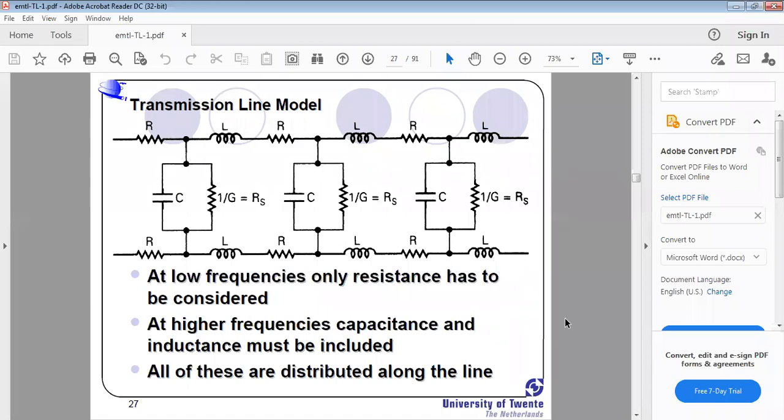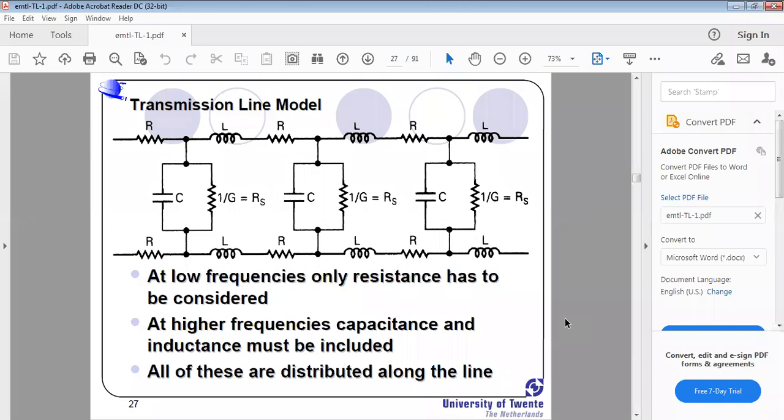See here, when we consider the transmission line model at low frequency, these are the significant ones. At low frequency, only resistance has to be considered. At higher frequencies, capacitance and inductance must be considered. Why do they prefer like this? Low frequencies. Already I told you the difference between resistance and impedance, right? Similarly, what are the parameters which affect the frequency components?